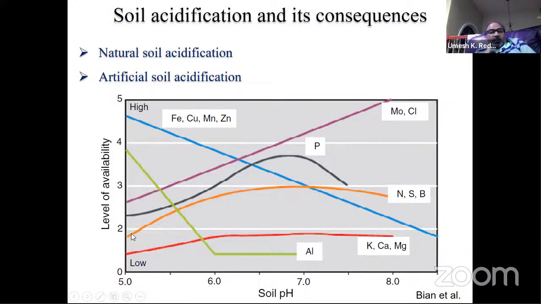At very high acidic conditions, the availability of nitrogen, phosphorus and potassium is reduced, whereas aluminum toxicity, or iron, copper, manganese, zinc, are highly available under low pH.